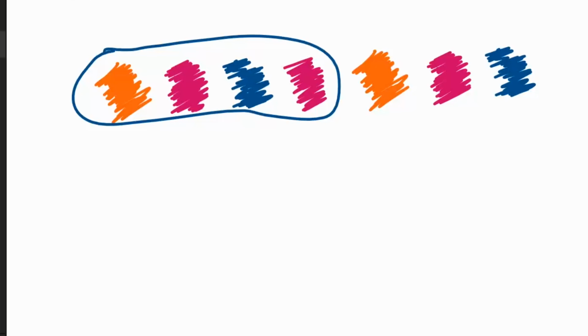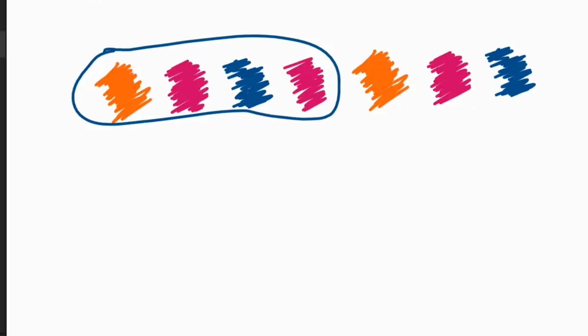Next, we're doing colors. The colors we have here are orange, pink, blue, pink, orange, pink, and blue. Now, let's see what's the pattern. Pattern here is orange, pink, blue, pink. Because after pink, it starts repeating again. Orange, pink, blue. So, circle or underline, whichever you prefer, the first 4, because that's our pattern.